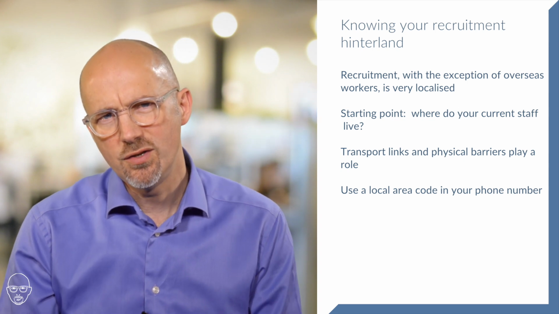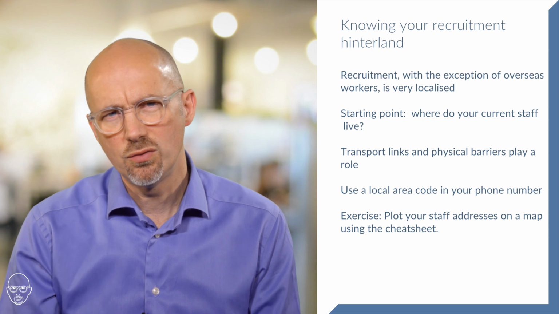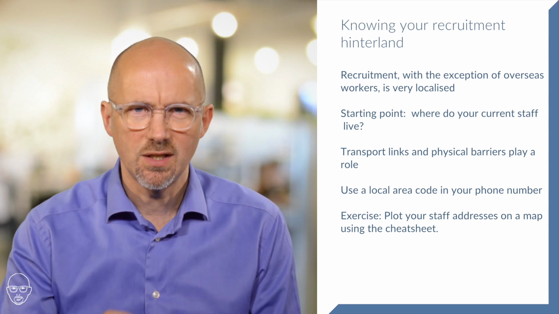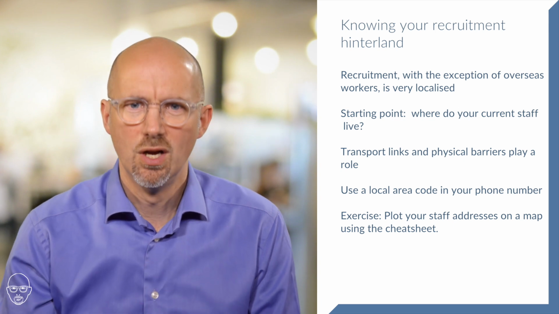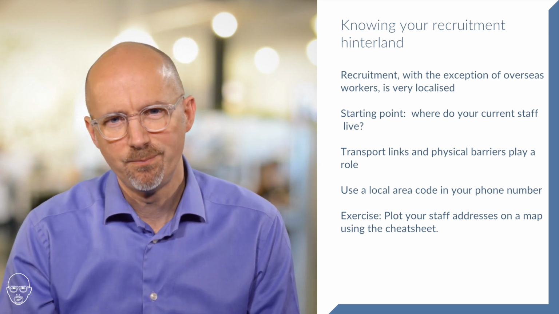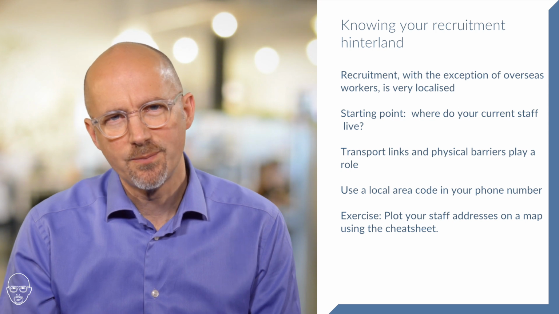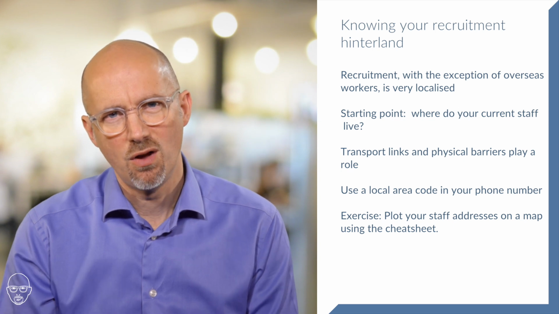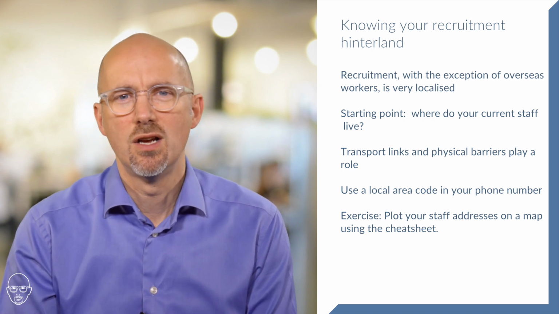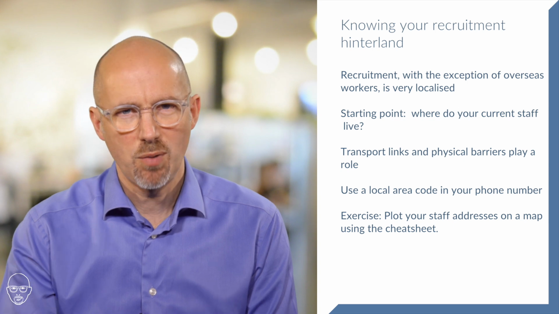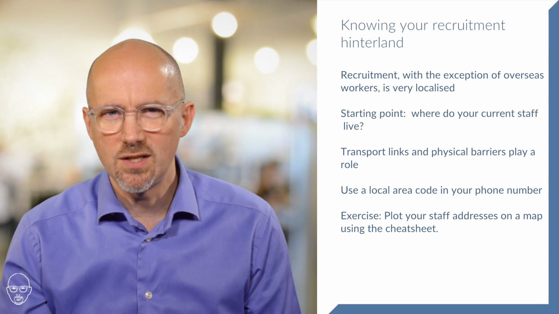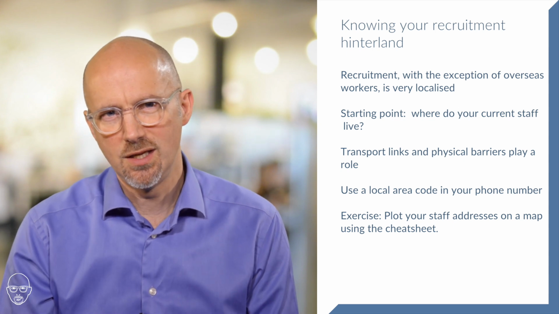But the first thing I'd like you to do is to plot your staff addresses on a map. And if you have a single setting that they're going to, you can plot that too. On Google Maps is what I recommend. And if you download the cheat sheet, it explains exactly how to do this if you're not familiar with how to plot multiple pins on a map. So you need to get a spreadsheet of your staff postcodes or addresses, and you can then go ahead and do this. And it's a very illuminating thing to do.